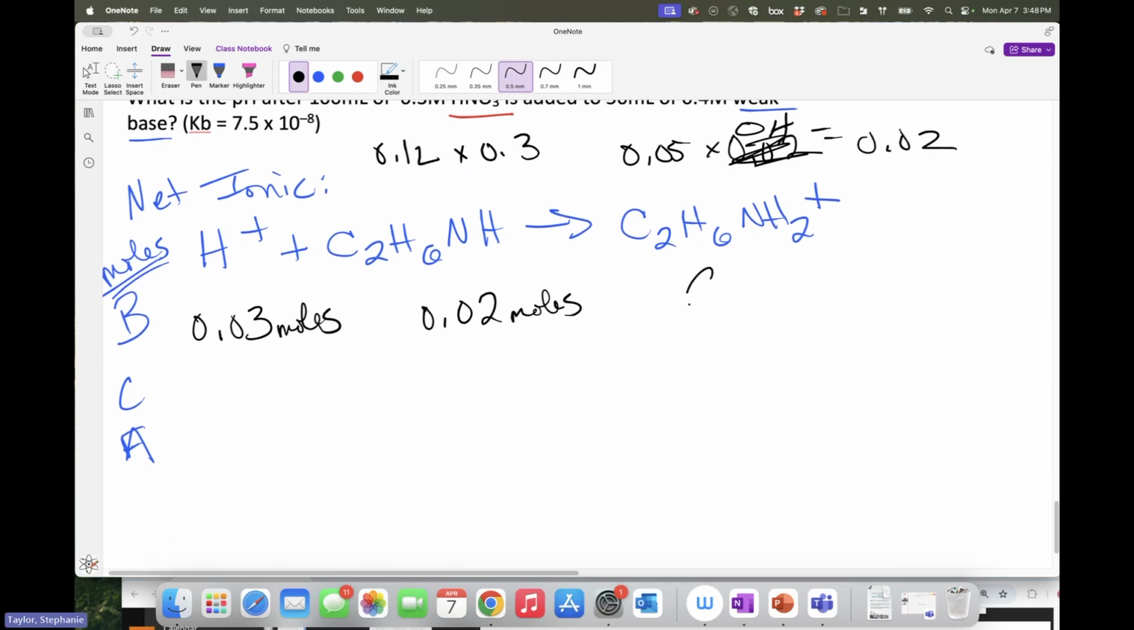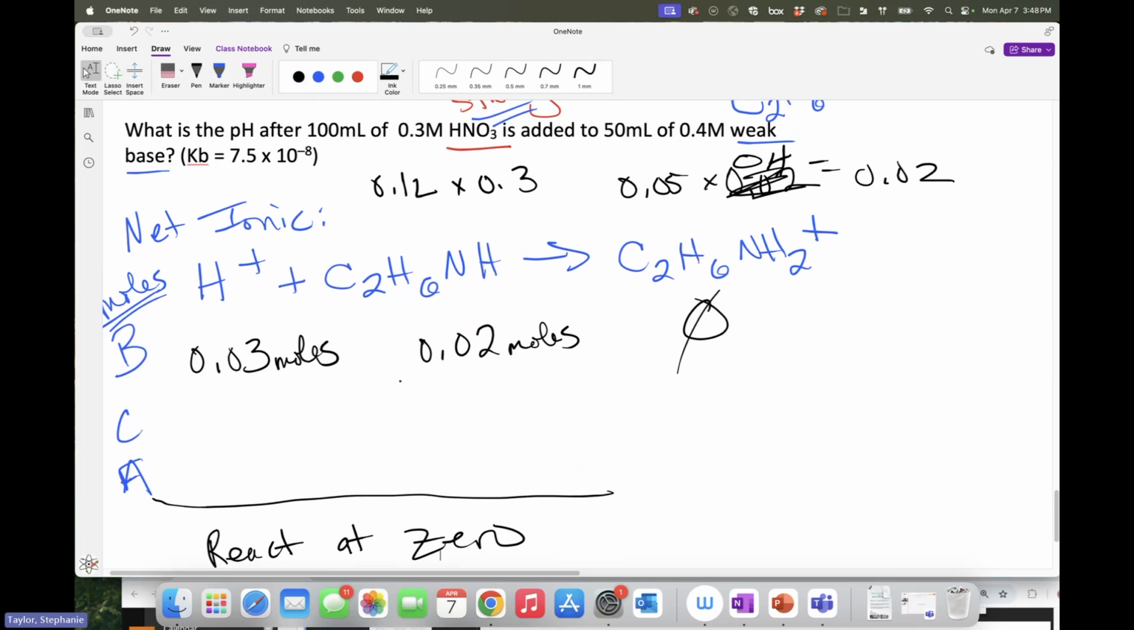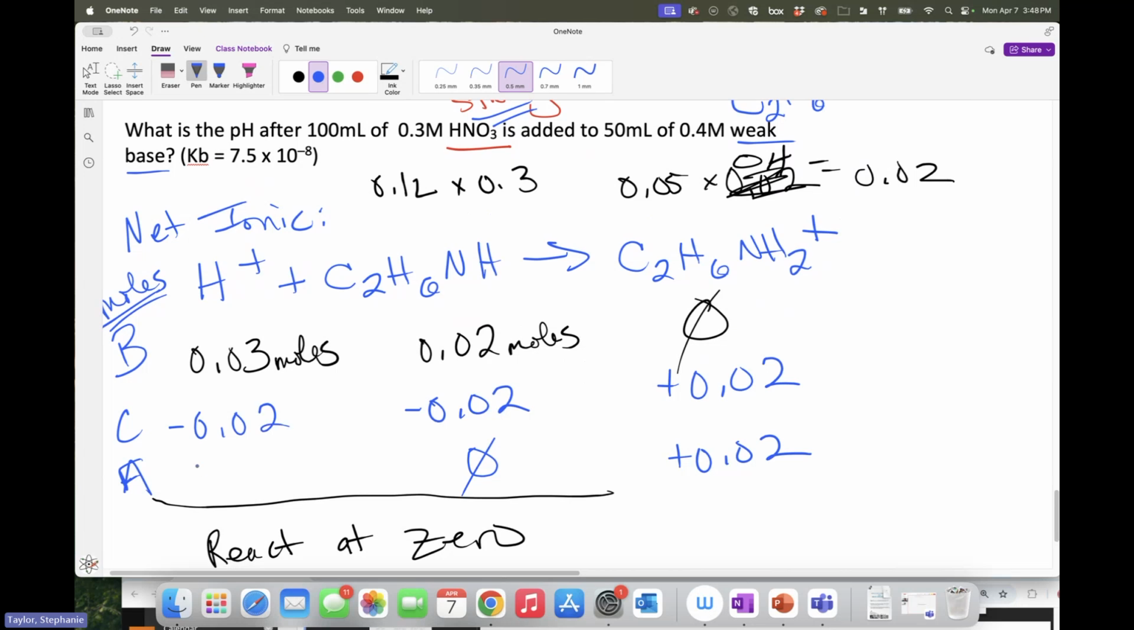It's a BCA table, that's 0. So somewhere in my after, something here, I need a reactant at 0 when I'm done. So therefore I'm going to subtract the smaller number. Subtracting the smaller number here is this 0.02. So that goes to 0. And so I get to add 0.02 here. So I have 0.02 here, and I have 0.03 here. So therefore I'm going to have some of this left over.